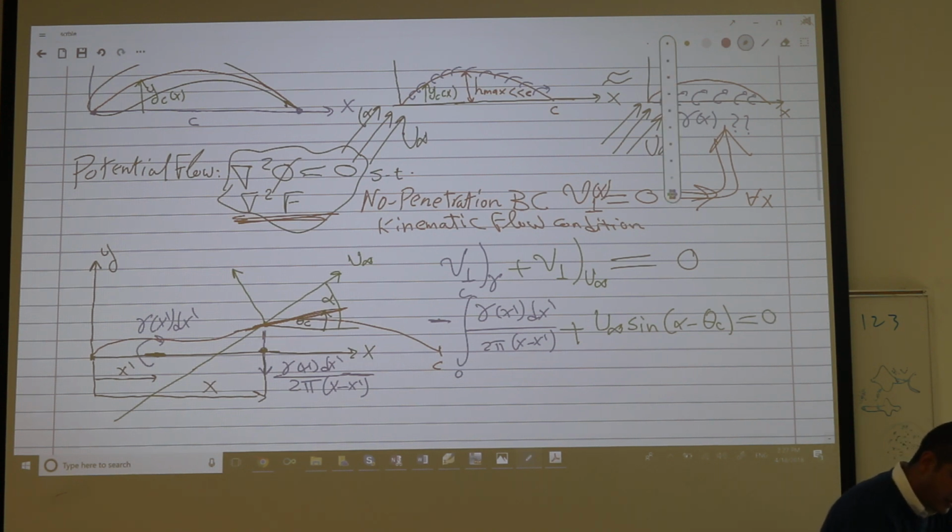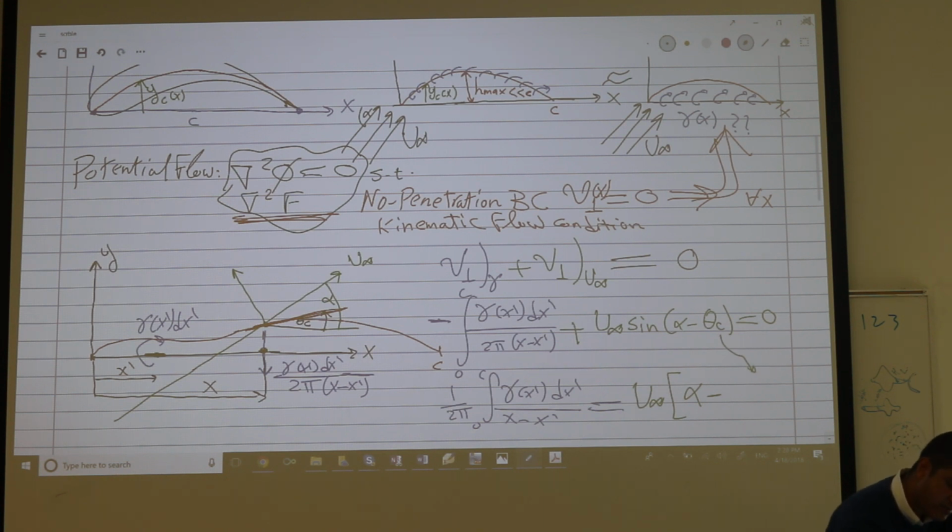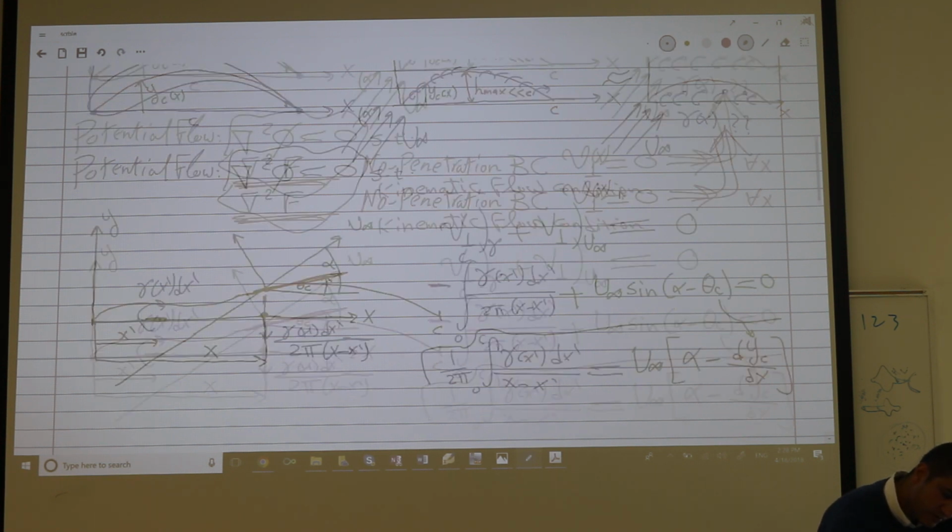Okay, just rearranging terms. So you have 1 over 2 pi integral from 0 to c of gamma of x dash dx dash over x minus x dash equal to u infinity. And again, sine of a small angle is the same as the angle in radians because we're in linearized theory, small disturbance. Alpha minus theta camber, this is the tangent to the camber curve. So it's simply dy camber by dx, right? And this is your governing equation.